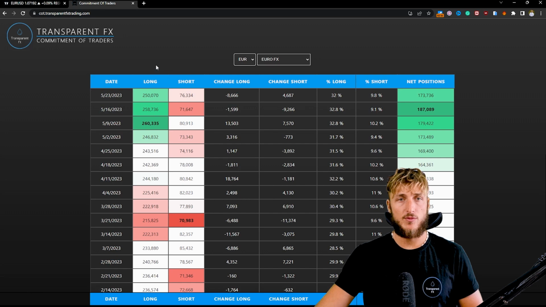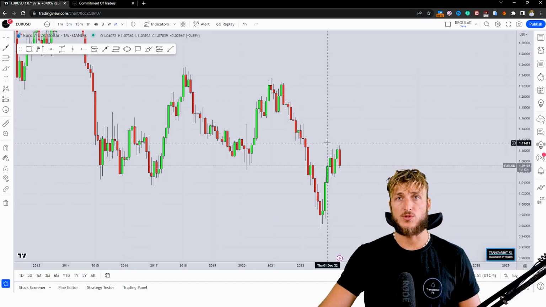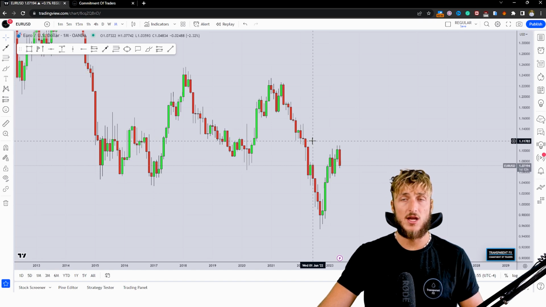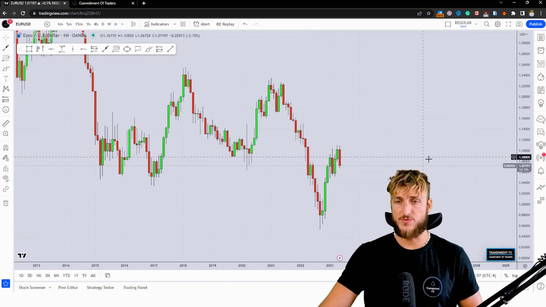And by the end of the video, by using the combination of these two different types of analysis, we will try to understand where we have the highest probabilities for the next potential move here on this pair.